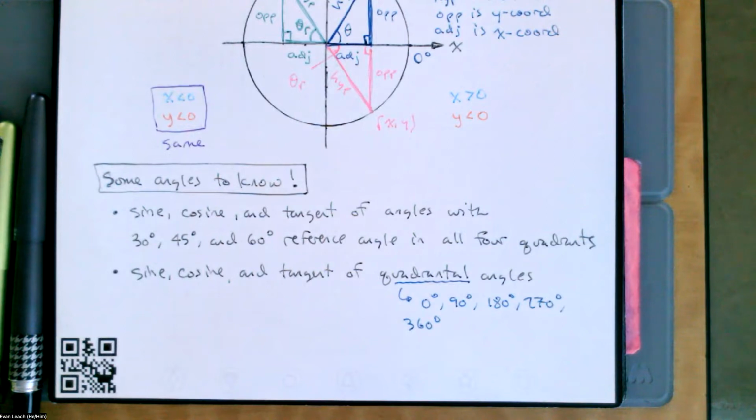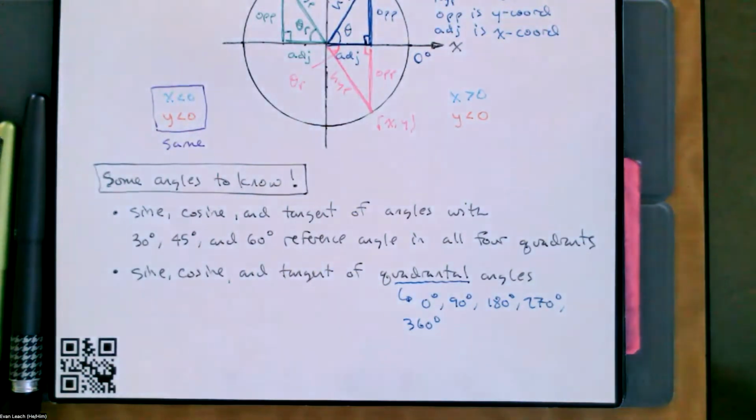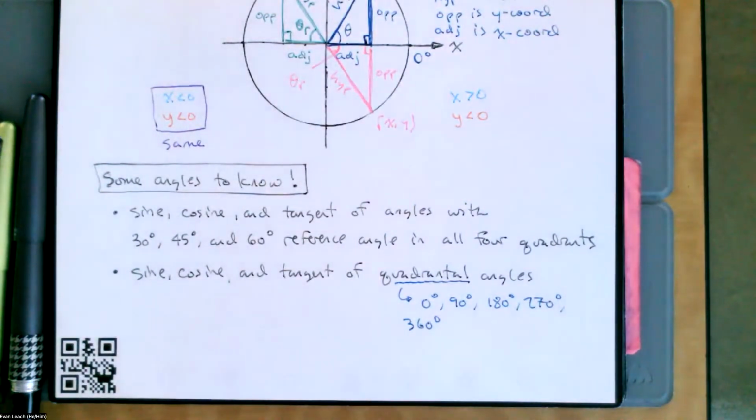So we want to know the sine, cosine, and tangent of angles with a 30, 45, and 60-degree reference angle in all four quadrants. And then for emphasis, rather than taking a sip of coffee, I would smoke the pipe.